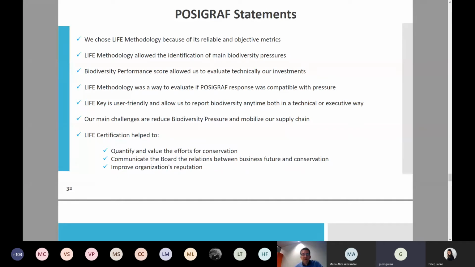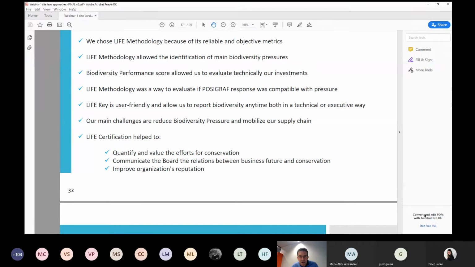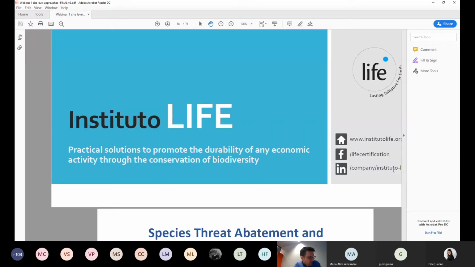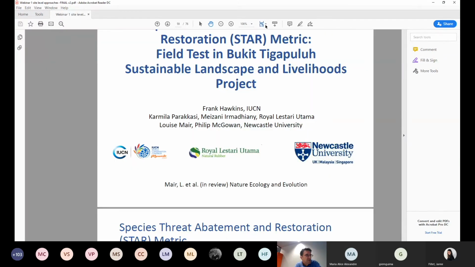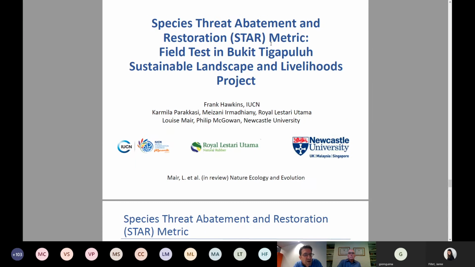Thank you very much for the presentation of the LIFE methodology case in Brazil, and also thank you for keeping to the time. Now I would like to welcome Frank Hawkins of IUCN, who will tell us more about a concrete case study with regard to the STAR methodology, the Species Threat Abatement and Restoration metric. Frank, up to you. Thank you.